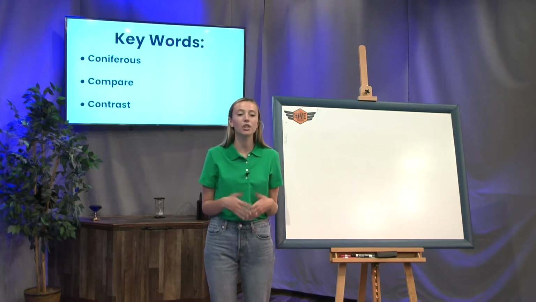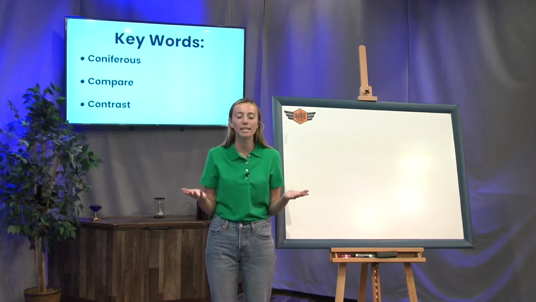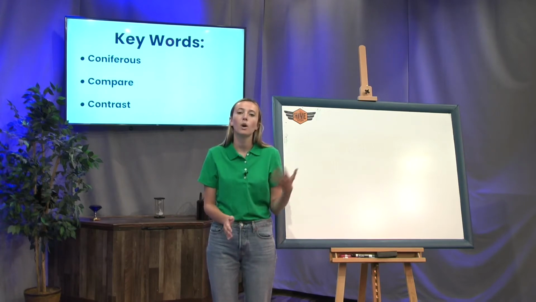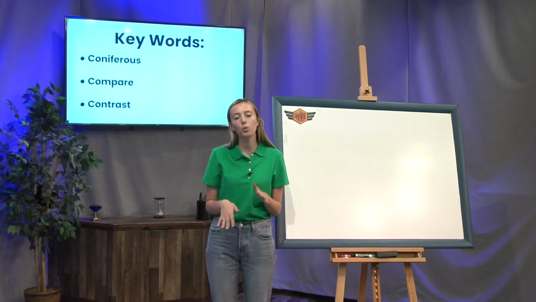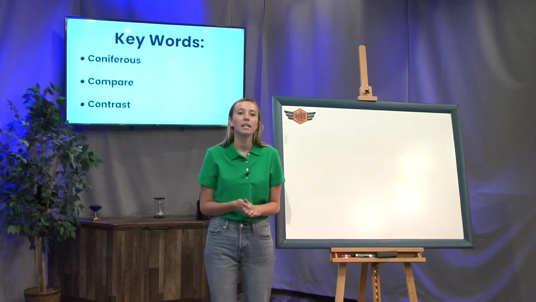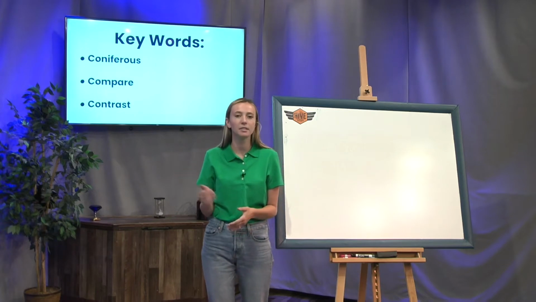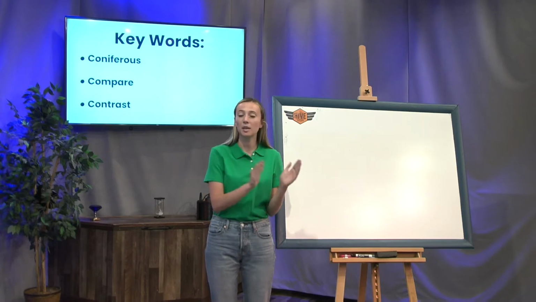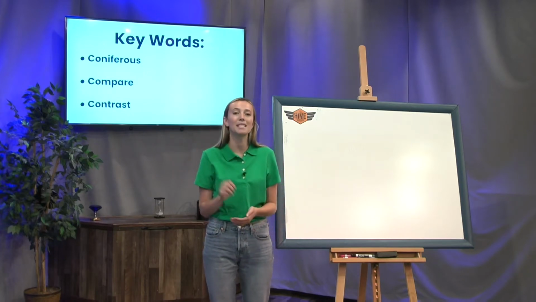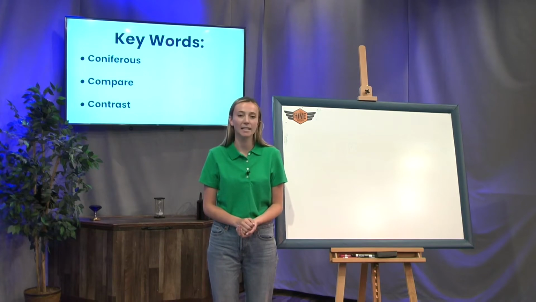Now compare, if you're going to compare two things, you are going to talk about what is the same. So what is the same between a cat and a dog? They both walk on four legs, they have tails, they have eyes. And what's different about a cat and a dog? So we just compared them, and now we're going to our next keyword, contrast.